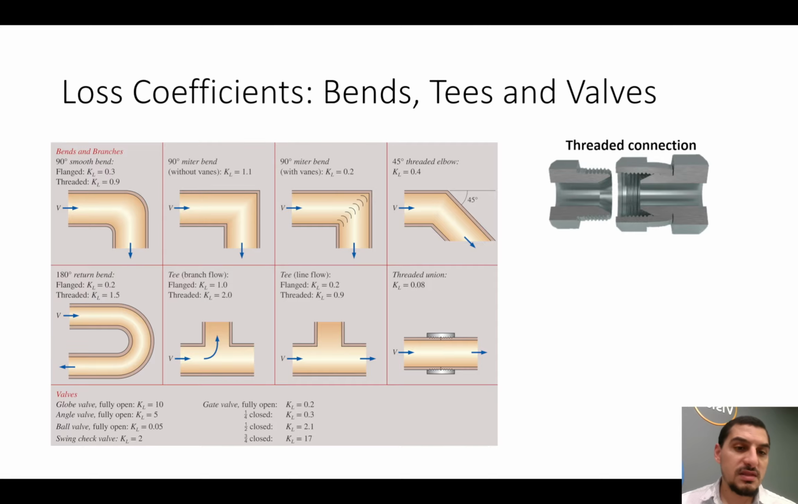But since the threading or the connection happens inside the pipe, this part leads to more losses than the other type, because the surface is not as smooth as before. This leads to some extra losses. This is a very nice way of doing the connections, but it's very useful for small dimensions.